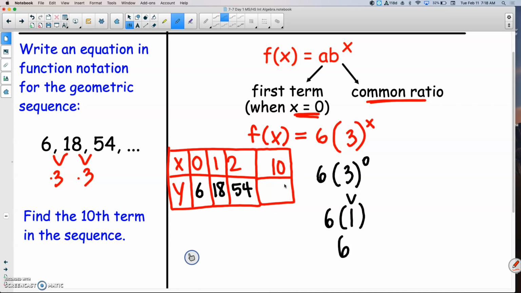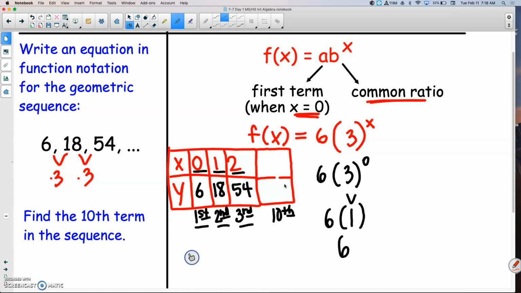Now, what's tricky about this is that 0 gave me the first term in the sequence. So if x equals 0 gives me the first term, and x equals 1 gives me the second term, and x equals 2 gives me the third term, do you see the difference here? Comparing these values, they don't match. So I can't plug in 10 to get the 10th term. If I plug in 0, I get the first term. If I plug in 10, I'm not going to get the 10th term. So because I need the 10th term, I need 10 here. I hope you're following this.